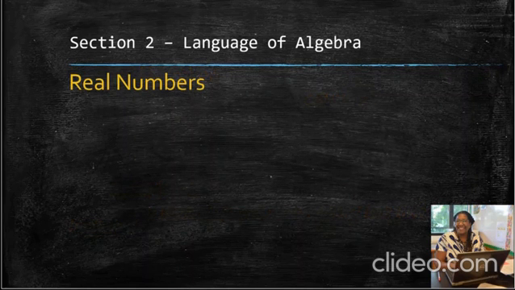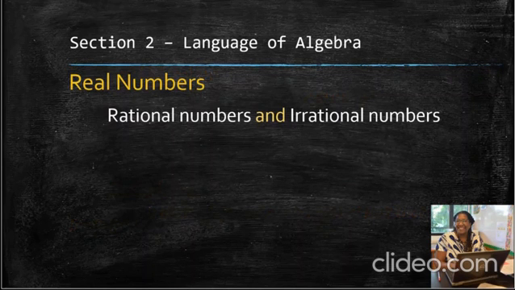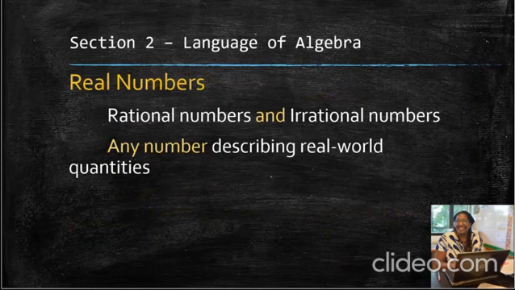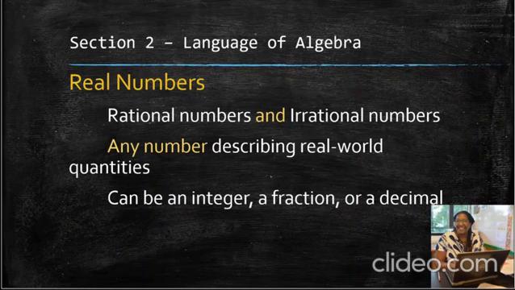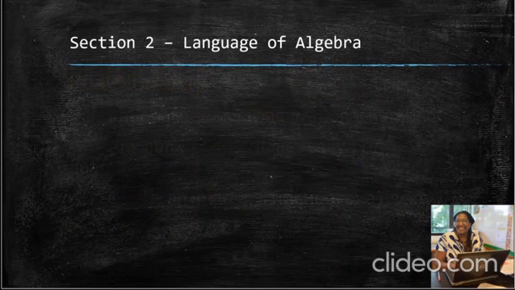The next term is real numbers. Real numbers are rational numbers and irrational numbers, both of those sets of numbers together. It's any number that describes real world quantities. It can be an integer, it can be a fraction, it can be a decimal. All of these fall in the category of real numbers.